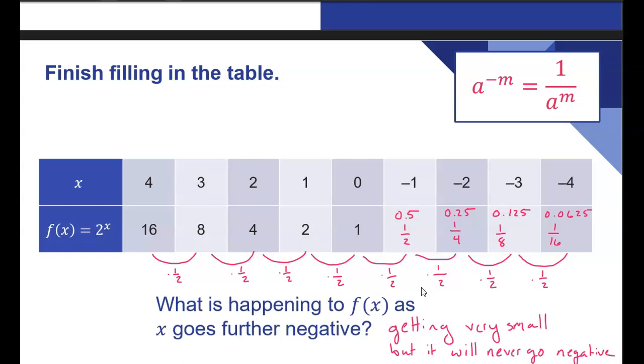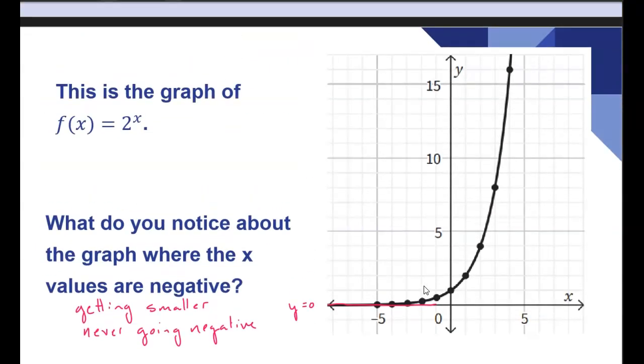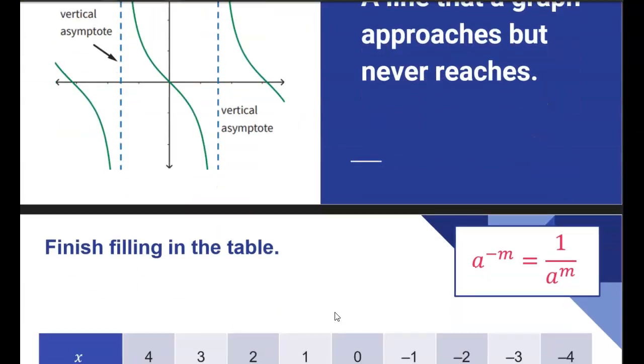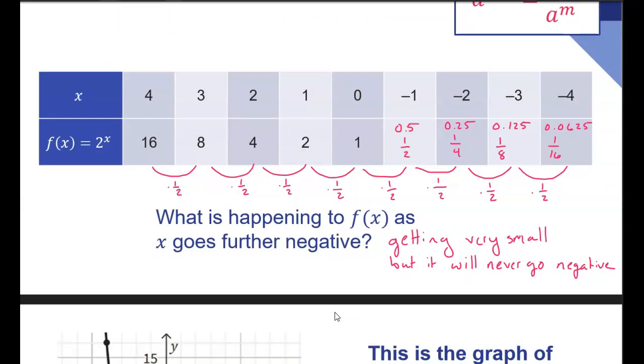And if we remind ourselves what the graph looked like, a couple back here, that makes sense. As our x values go more and more and more negative, the y values got smaller and smaller and smaller, but never went negative. They never crossed this line. All right. So that makes sense for 2 to the x.